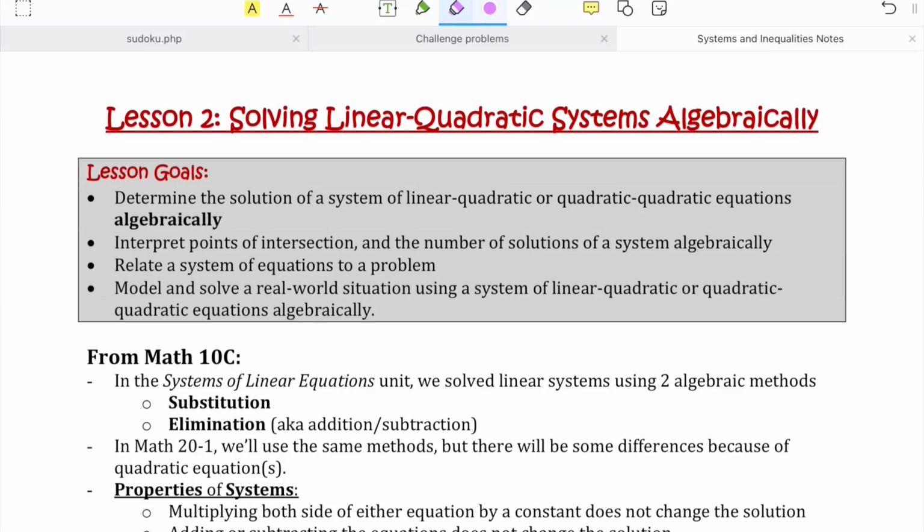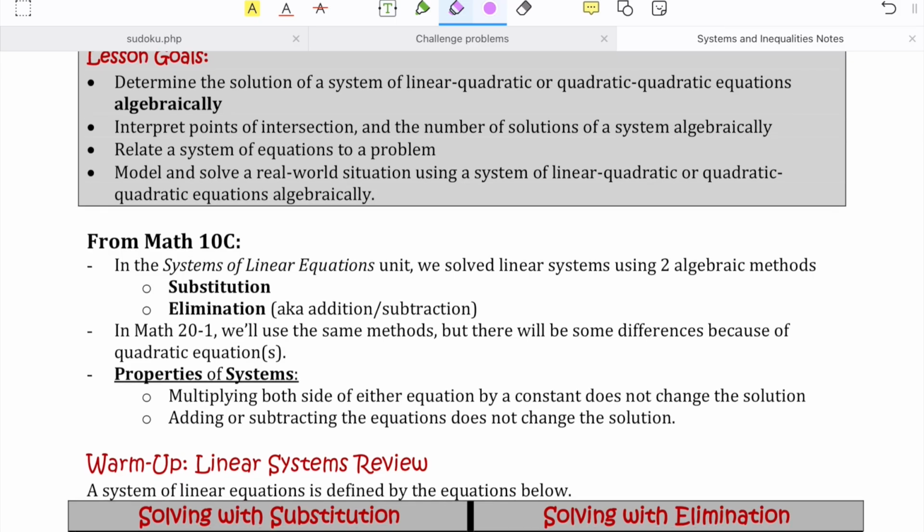Okay, so lesson 2. Lesson 1 was about solving linear equations and linear quadratic systems graphically. Today we'll use algebra to solve this, and then there will be a few questions that are real life examples that we'll work on as well. Okay, so let's do linear quadratic systems.